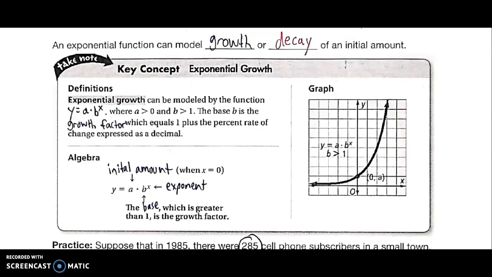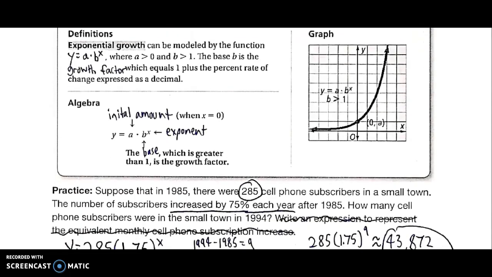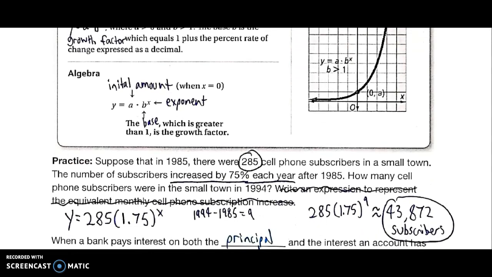So we're given this in the form of a word problem, trying to fit that with our function of exponential growth. Suppose that in 1985, there are 285 cell phone subscribers in a small town. The number of subscribers increased by 75% each year after 1985. We want to use that to figure out how many cell phone subscribers there were in the small town in 1994. I'm going to cross the last part out.